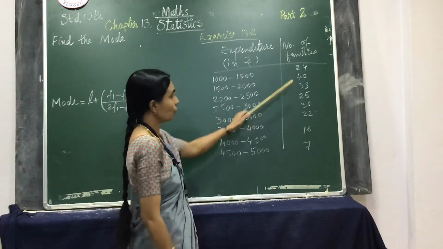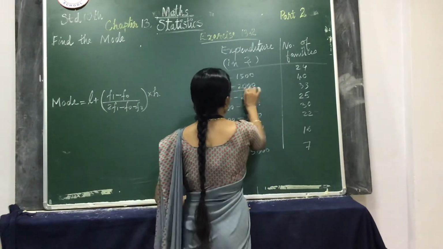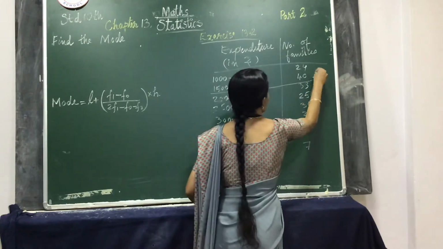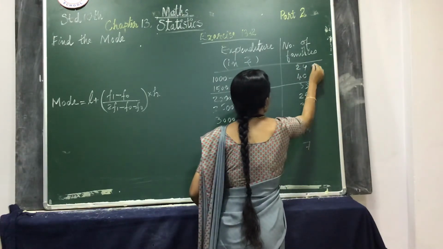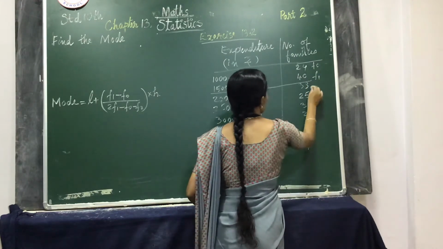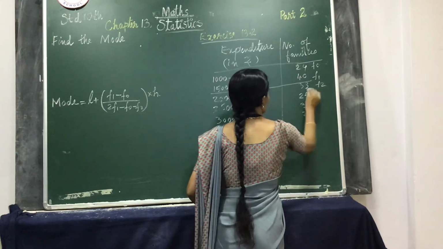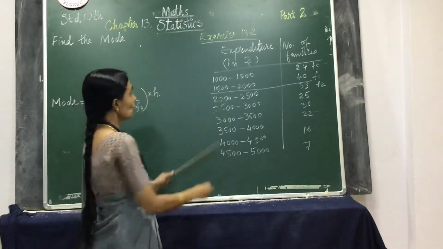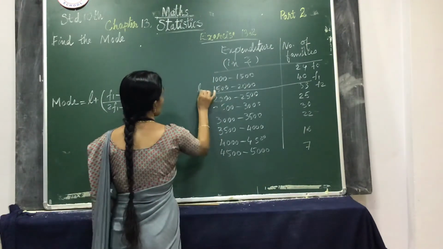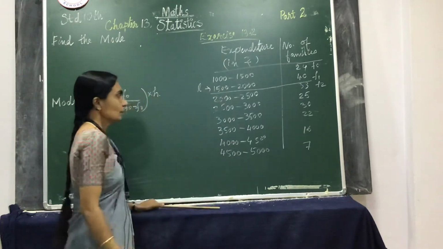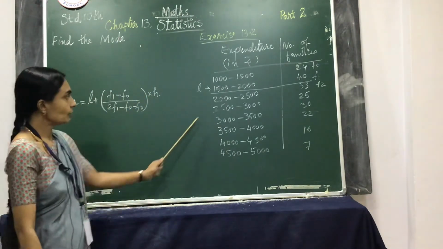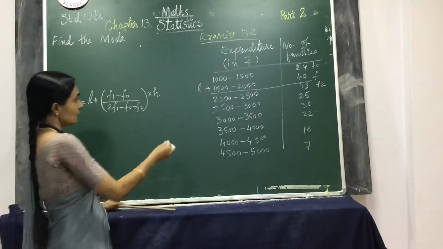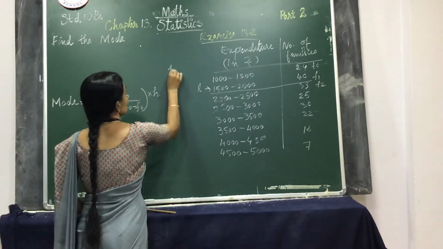Here we know 40 is the highest frequency, so we have the modal class here, and this is f1, the preceding class interval frequency is f0 and this is f2. Now we have f1, f0, f2. The lower limit of the modal class is 1500, and the width, 1500 minus 1000, is h is equal to 500.